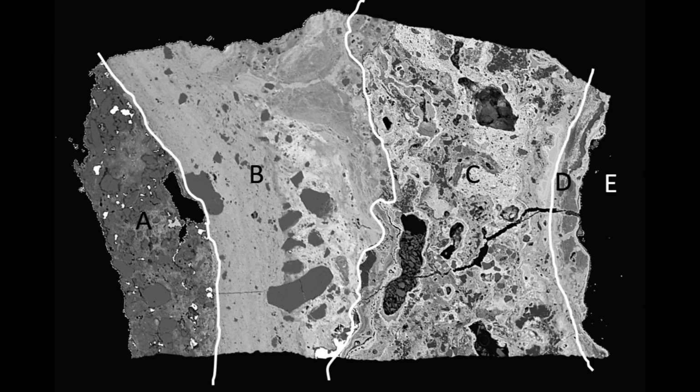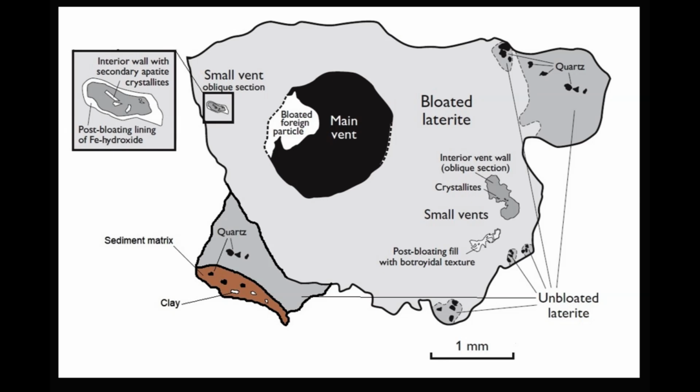E, the vent; D, the partly melted inner rim; C, the bloated area, with many secondary smaller vents and crystal growth; B, the unbloated area with unmelted quartz grains and an iron-aluminum matrix; and A, the original unaffected sediment from which the vent was created. A drawing of the different layers of the clay vent.